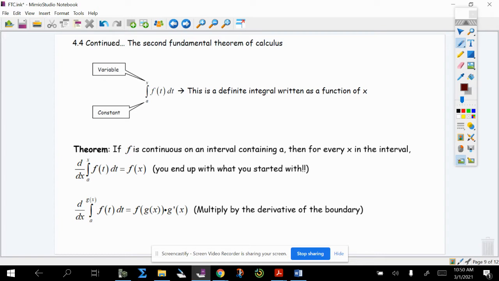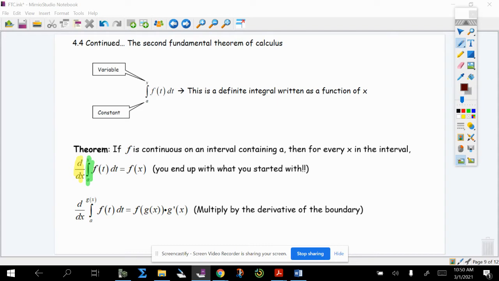That's still a definite integral, but we would say it's a definite integral that's written actually as a function of x. So here's what the theorem says. The theorem says as long as you have a continuous interval, then the derivative and the integral essentially cancel each other out. Because if you think about what derivatives and integrals are, right here is indicating you're deriving, and then right next to it, this is indicating that you're integrating. And if I derive and then integrate back to back, you should get what you started with. You should get that original function.